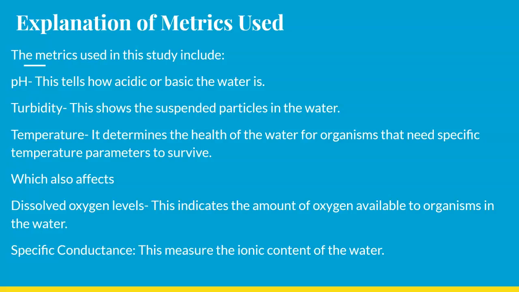the last one is specific conductance, and this is a measure of the ionic content of the water. So when there are high dissolved solids in the water, that contributes to high specific conductance. When compounds are dissolved in the water, their negative or positive ions are dispersed into the water. And so high specific conductance means that there's a high level of ions dissolved in the water, which can be from unhealthy compounds or chemicals.